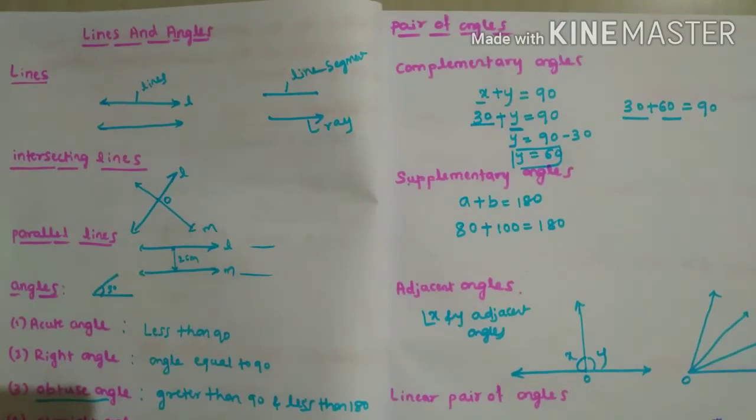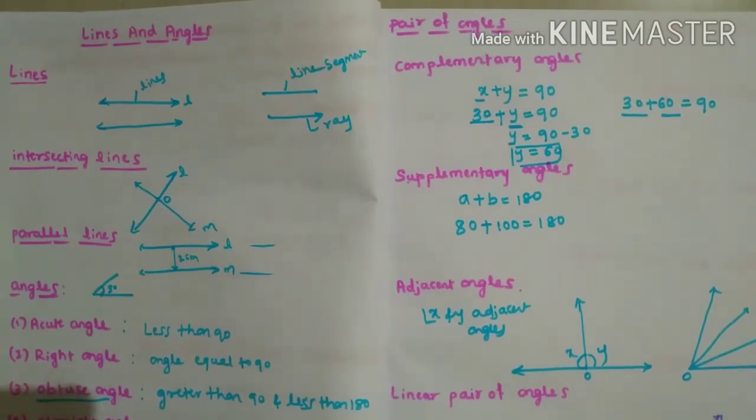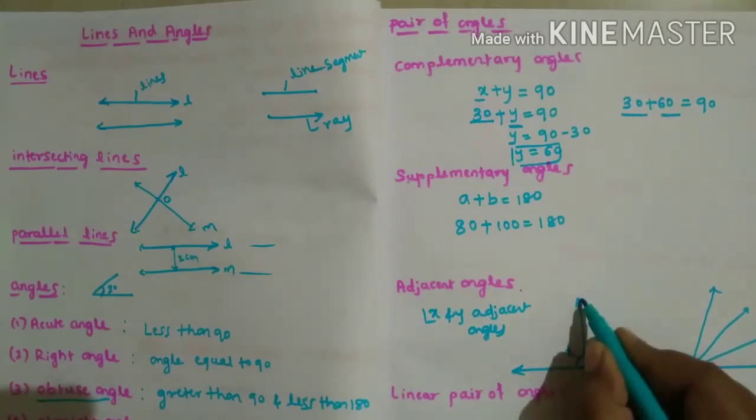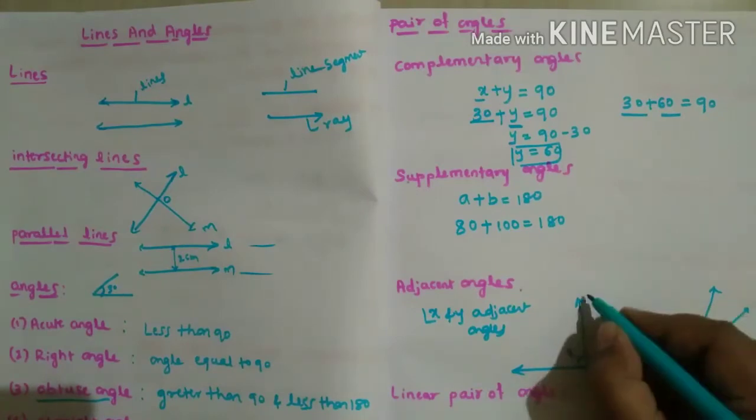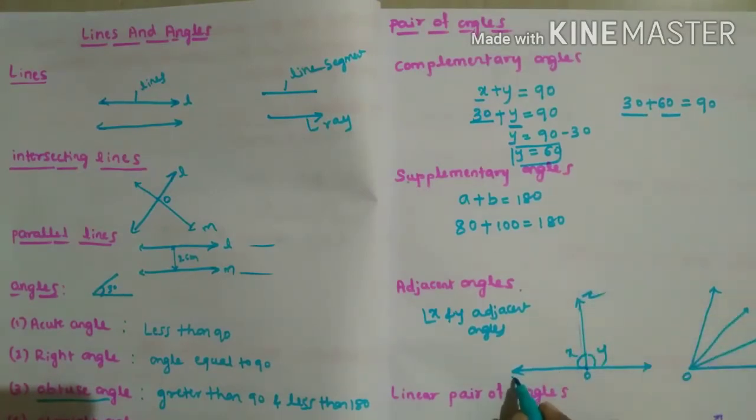Okay. See, two conditions should be there. If you want to consider adjacent angles, those two angles should have a common ray and a common vertex. Vertex means point. Here, see, angle X and angle Y have a common ray. This one I will take as OZ. OA I will take, OB I will take.